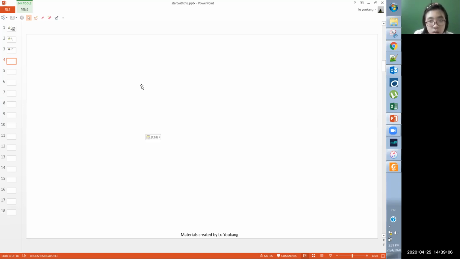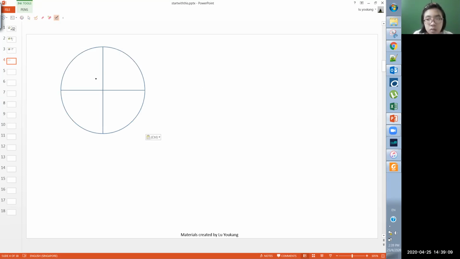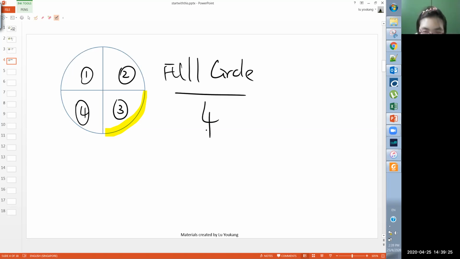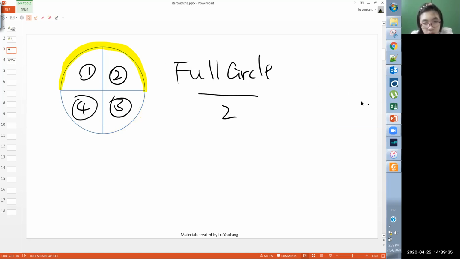Last but not least, how do you find this one? You need to take the full circle and then divide by 4. Very good. Okay. So this will give you the quadrant, right? This will give you the semicircle, right?